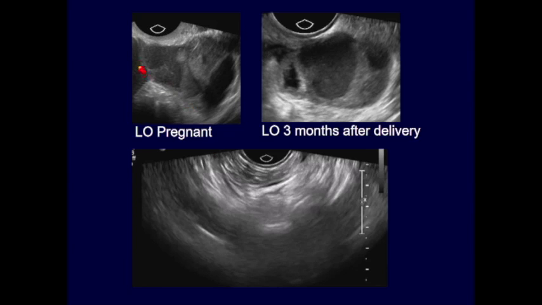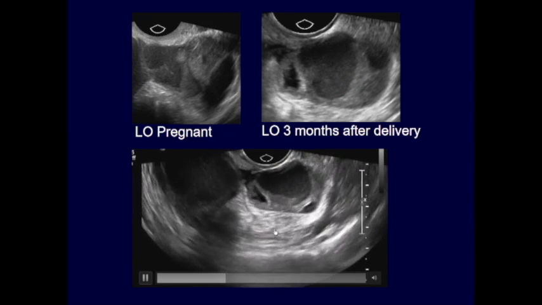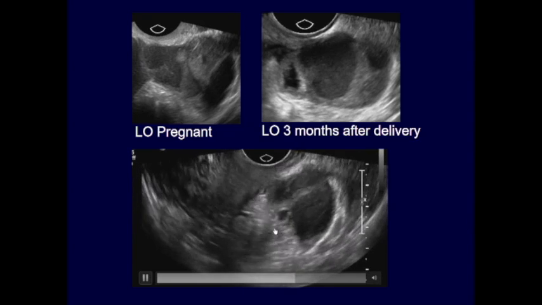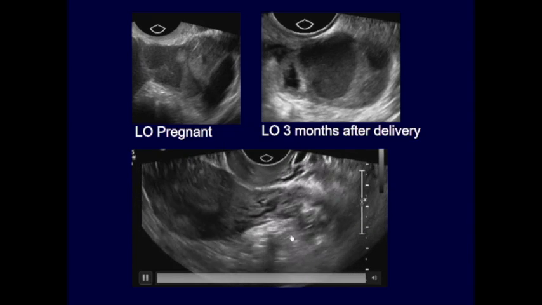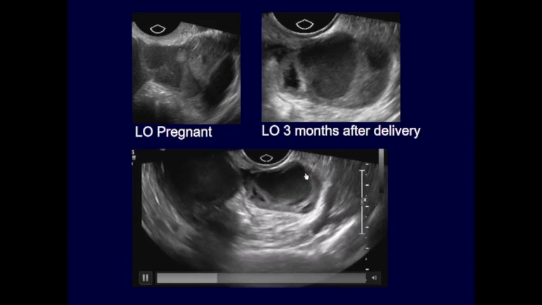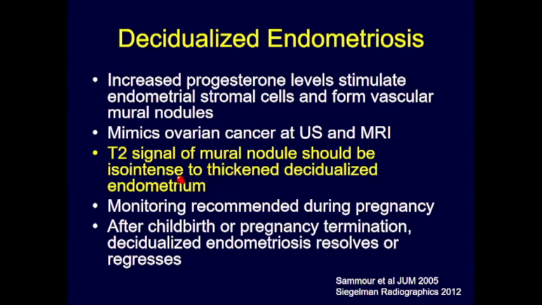So we followed her. So every 4 weeks she came back for ultrasound. And so this actually resorbed 3 months after delivery. And it was the longest 6 months of my life that I held my breath until she came back and I got to see that these went away. Because what can happen is they can be mistaken for malignancy as they mimic ovarian cancer. And the teaching point is that the T2 signal of the mural nodule should be isointense to the endometrium. These should be monitored, but know that this can occur in pregnancy.